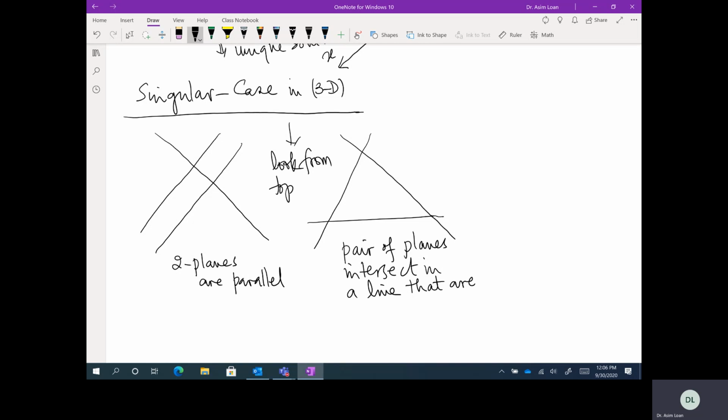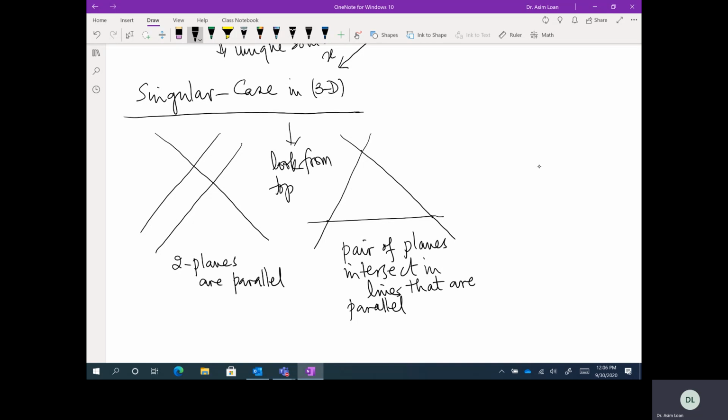In lines, not in a line, in lines that are parallel. And these are the parallel lines. If you look inside the paper, there is a line here, there's a common line here, there's a common line here, and all of these are parallel.